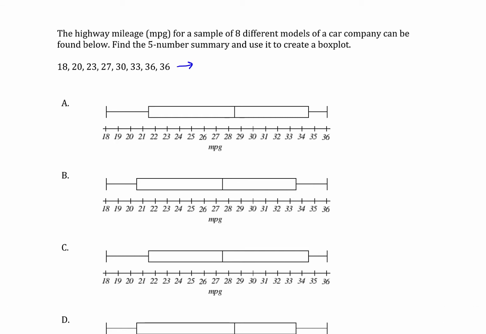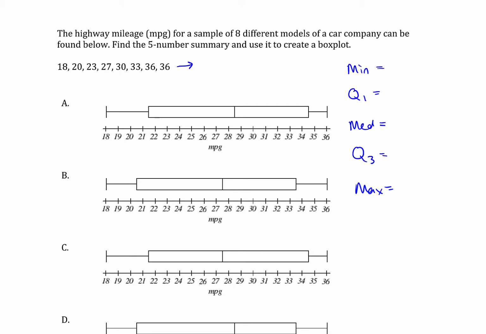The 5-number summary are the values: the minimum of the data entries, the value of Q1, the median, the value of Q3, and the maximum.